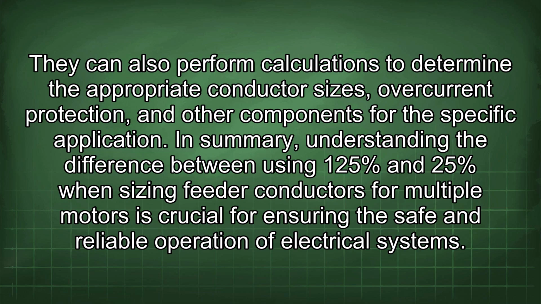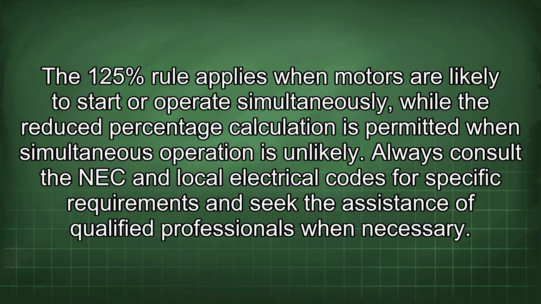In summary, understanding the difference between using 125% and 25% when sizing feeder conductors for multiple motors is crucial for ensuring the safe and reliable operation of electrical systems. The 125% rule applies when motors are likely to start or operate simultaneously, while the reduced percentage calculation is permitted when simultaneous operation is unlikely. Always consult the NEC and local electrical codes for specific requirements and seek the assistance of qualified professionals when necessary.